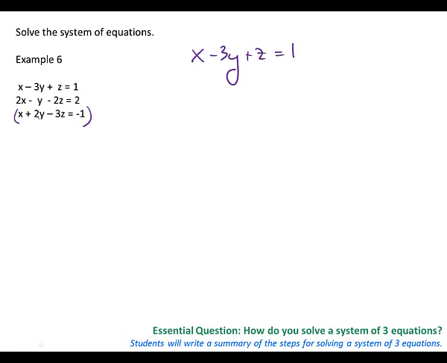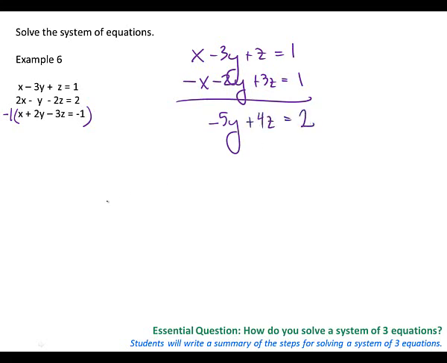What do I have to multiply this one by? Negative. Just a negative 1. Okay, so I'm going to distribute that negative through. Minus 2y plus 3z equals 1. What's going to happen with the x's? They cross out. What's negative 3y and negative 2y? Negative 5y. And then z plus 3z is 4z. Equals 2.